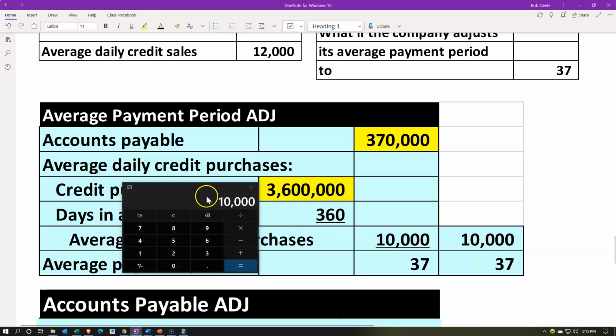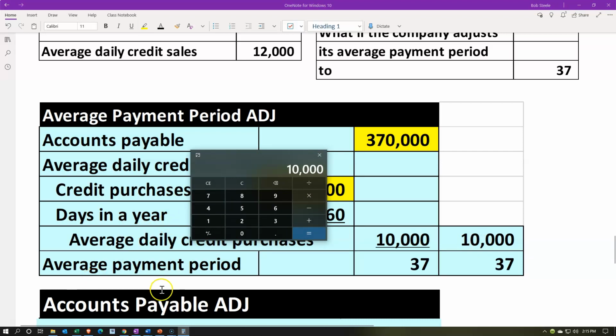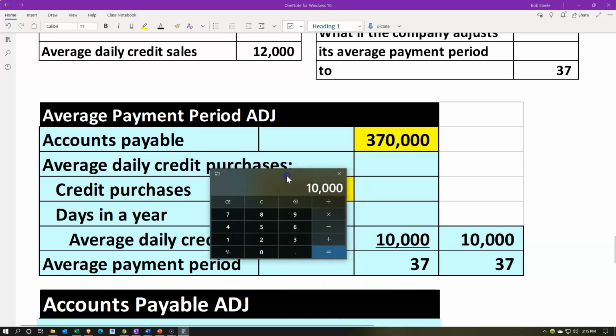And once again, we're given the end number here of the average payment period. Now we're assuming it to be 37. So we're saying, what if we get the average payment period to be 37? What then would be the average accounts payable? It would be X divided by 10,000 would equal 37. And then we back into it and say, well, that means that 10,000 times 37, let's do that again.